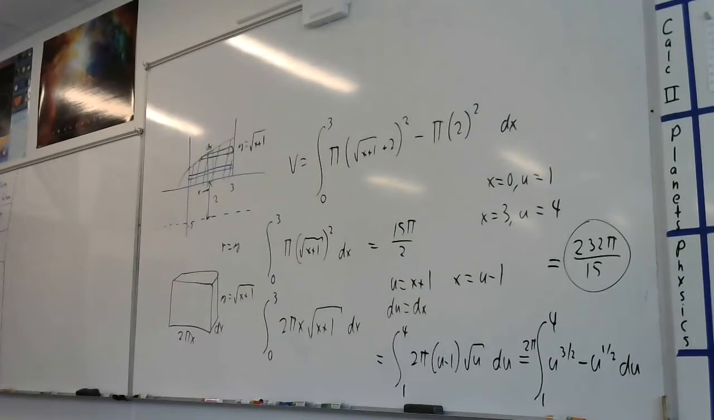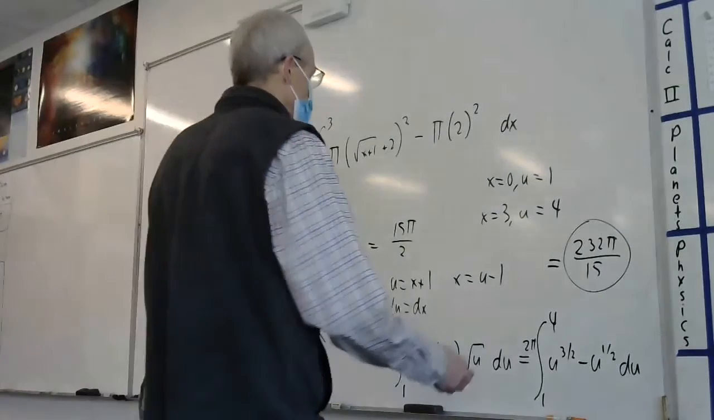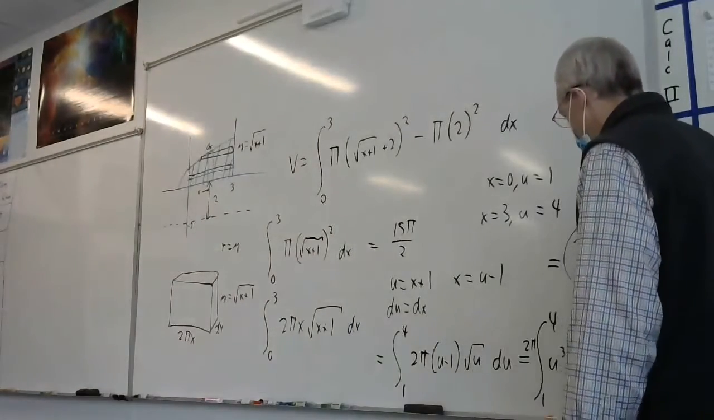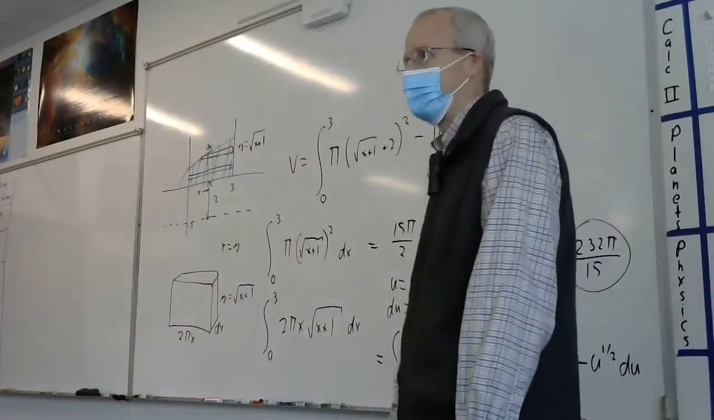Did anyone get that right? I think someone did. Okay, you did the top one, bottom one, I think. Buster got the 15 pi over 2, but then he got 46 pi over 15. So he obviously did something right, but again, there's a lot of algebra. These u to the 3/2, again, u to the 5/2 over 5/2. You got to be super careful with all the fractions.